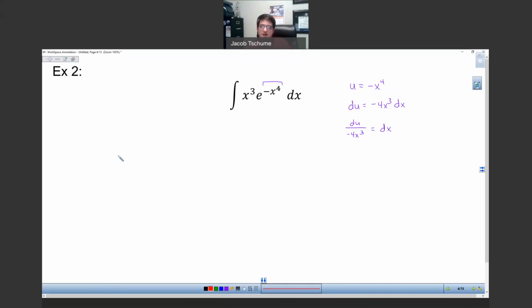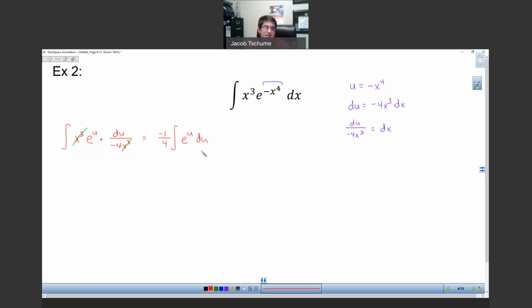So plug in your information into this integral. We will have the indefinite integral of x cubed times e to the u multiplied by your dx term, which is du over negative 4x cubed. Like I said on the last problem, the first thing you know you're on the right path is if your x cubes cancel. So those are completely gone. This negative 4 on the bottom can be factored out front as a constant as negative 1/4 times the integral of e to the u du.